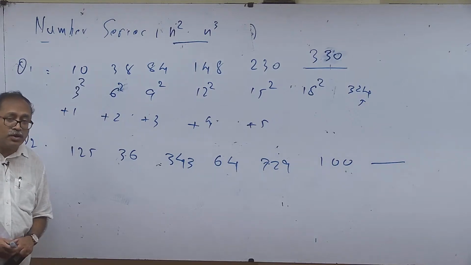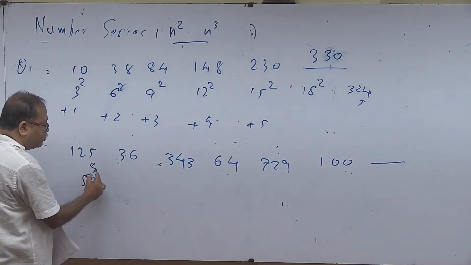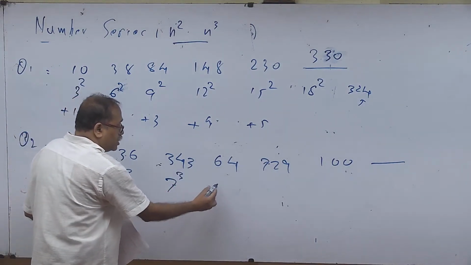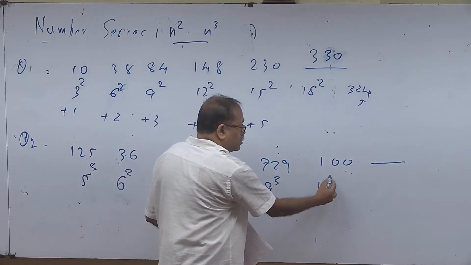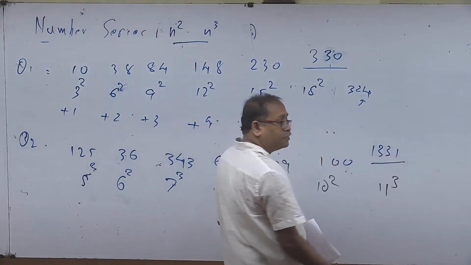What did you notice? You are right. You have said that 5 cube, 6 square, 7 cube, 8 square. That's right. 9 cube, 10 square. It should be 11 cube. That's 1331.